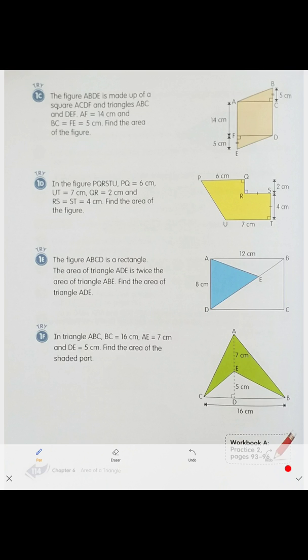So they tell us that RS and ST is 4 centimeters, right? So if this is 4 centimeters, this one is 4 centimeters. And this is how we build it up, right? This piece is gonna be 4. So if this is 4, this 6 plus 4 is 10, right? And this is how we build it up, like this. So if this one is 10, right, and this one is 7, then this one is 3.